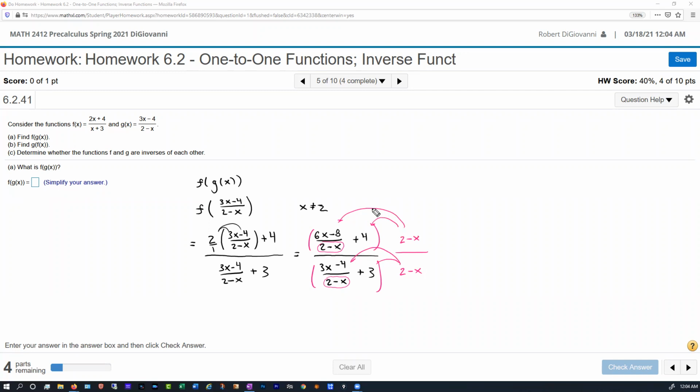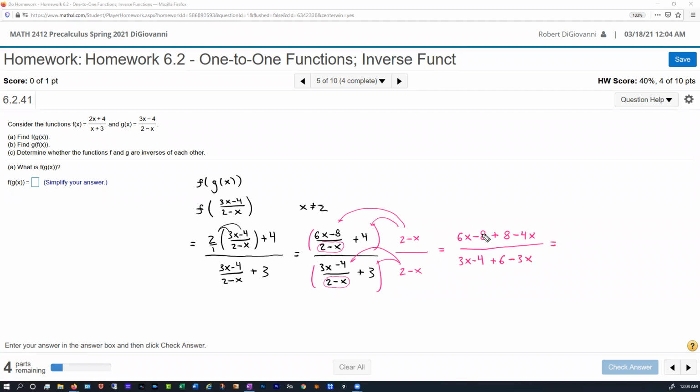When I do 2 minus x over to here, it cancels with this 2 minus x, and all I'll be left with is the numerator, 6x minus 8. Then I'll have a plus sign, and then I'll do 2 minus x times the 4. So the 4 is going to hit the 2 and become an 8. The 4 is going to hit the negative x and become a negative 4x. And that's all over. Now same thing here. When the 2 minus x hits this, it cancels, and I'm left with 3x minus 4. And when I do this times 3, the 3 hits the 2, becomes a positive 6. And the 3 hits the negative x, becomes negative 3x.